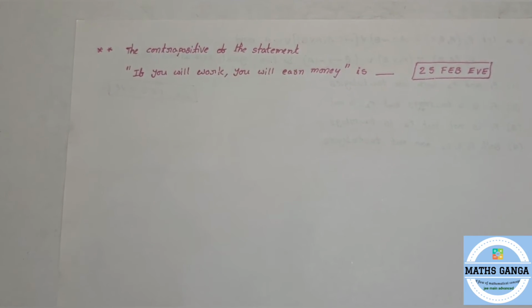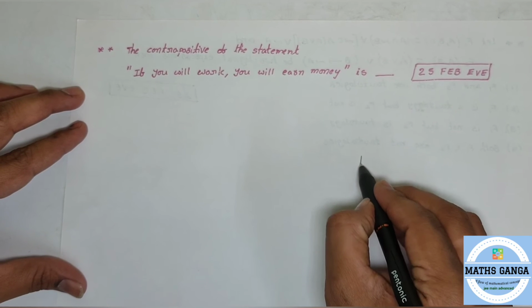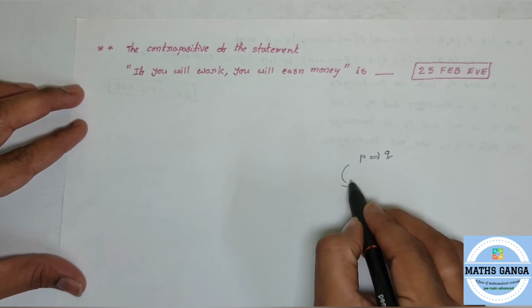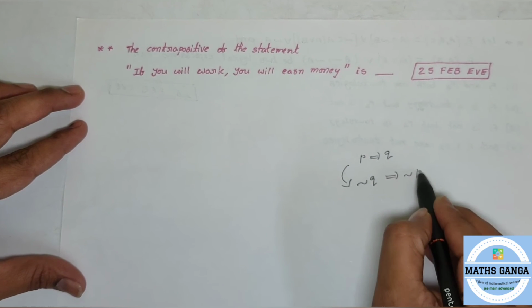Now the next question was asked in the 25th February evening shift, Mains 2021. This question asks you to mention the contrapositive of the statement: if you will work, you will earn money. We know the contrapositive of a statement: if a statement is P implies Q, then its contrapositive is simply negation of Q implies negation of P.